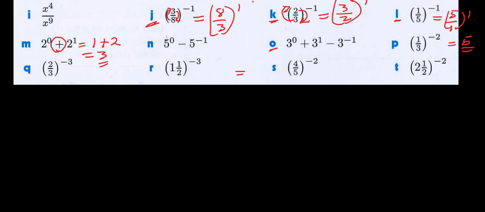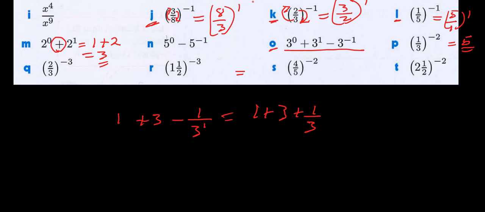So 3 exponent 0 is 1, plus 3 exponent 1 is 3, minus 3 exponent negative 1. We can change that to a fraction with a positive exponent. So we make it a fraction, 1 over 3 exponent 1, which is the same as 1 plus 3 plus 1 over 3, which is now equal to 4 plus 1 over 3. When you have a whole number plus a fraction, just write the whole number and the fraction: 4 whole number 1 over 3.